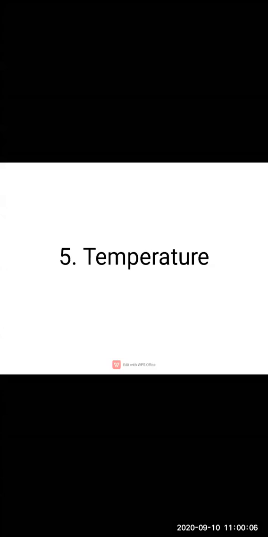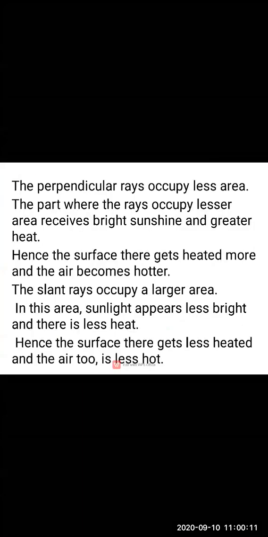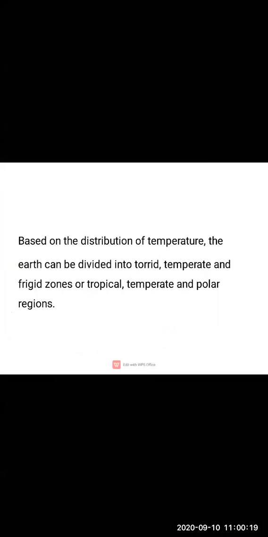So now we have studied the important parallels and meridians in our previous session. Then we studied the earth's shape and the distribution of sun rays in a particular region. Then we studied how, based on the distribution of temperature, the earth is divided into torrid, temperate and frigid zones. We studied in detail about the thermal zones and how these thermal zones are formed on the earth's surface.